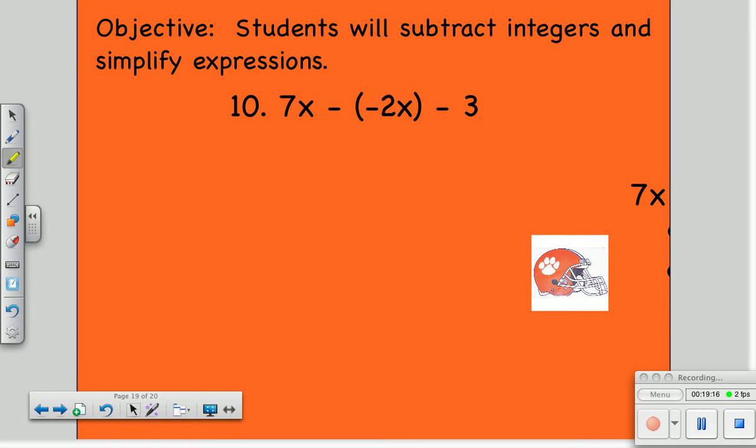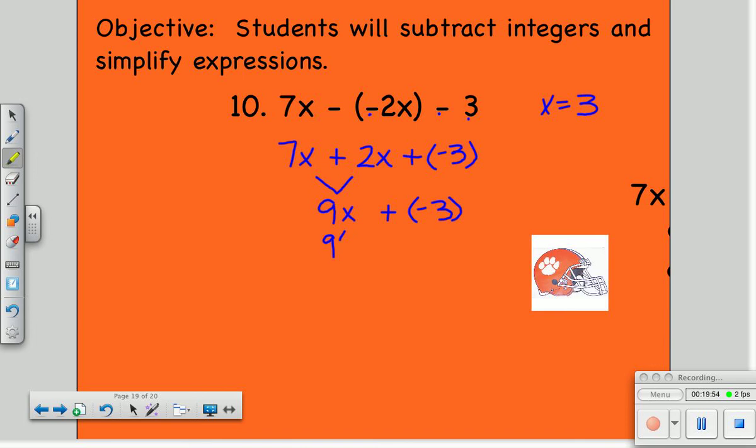So for number 10, let's not forget that x equals 3, okay? So first, let's change subtraction to addition. Let's change this to the opposite. It's negative. We're going to make it positive 2x. Change subtraction to addition. Make this the opposite. So instead of 3, we have negative 3. Combine like terms. 7x plus 2x, 9x. Write the rest of the problem plus negative 3. If x equals 3, so now we substitute the x for 3. So instead of x here, we write 3.